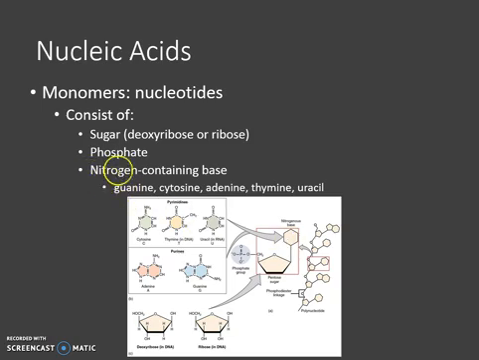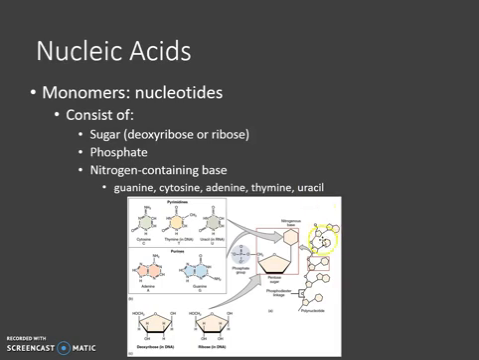There are four possible bases that can be found in DNA, and four that can be found in RNA. So the five possible bases here are guanine, cytosine, adenine, thymine, and uracil. And four of those are in DNA and four are in RNA. So we'll take a look at that on the next slides.